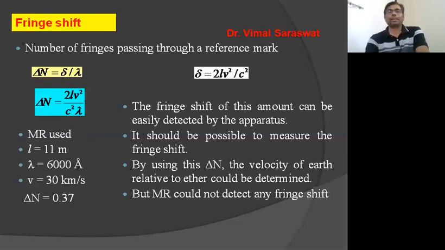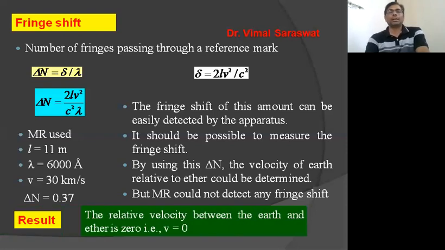But Michelson-Morley could not detect any fringe shift. So the result of this experiment: the relative velocity between the Earth and the medium, that is ether, is 0, or v equals 0.